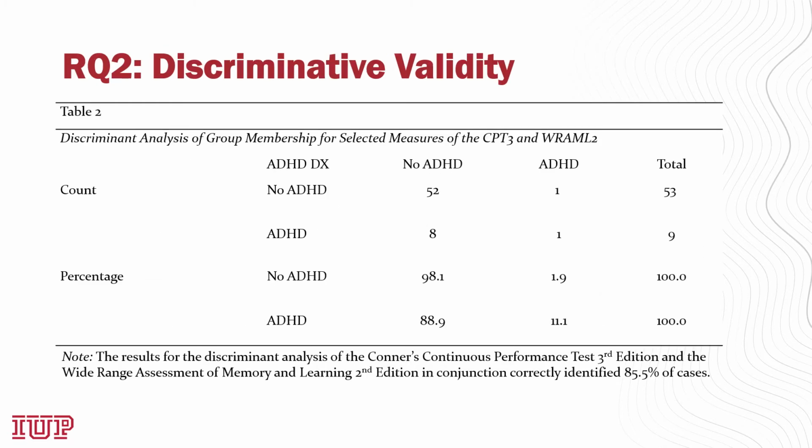For the second research question, the results from the discriminant analysis showed that the CPT3 and the WRAML2 were able to appropriately identify 85.5% of cases when used together. 98.1% of non-ADHD members in the sample were correctly identified, and only 11.1% of ADHD members were accurately identified.